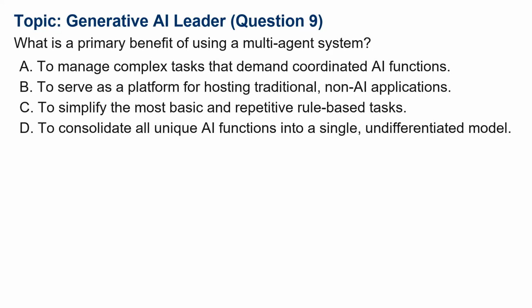What is a primary benefit of using a multi-agent system? A. To manage complex tasks that demand coordinated AI functions. B. To serve as a platform for hosting traditional, non-AI applications. C. To simplify the most basic and repetitive rule-based tasks. D. To consolidate all unique AI functions into a single, undifferentiated model.